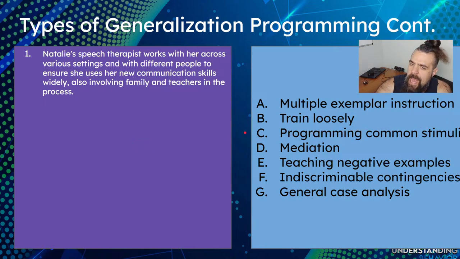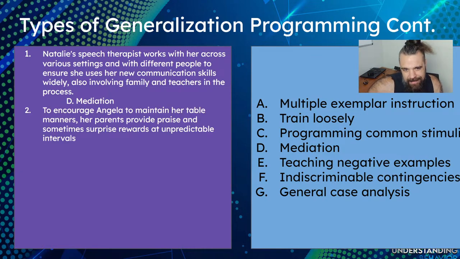All right, let's go ahead and talk about this one. The main one here is mediation, D. Lots of y'all got that, so excellent. This is when we're programming the natural environment to help promote these skills. So we're getting the family and teachers involved to help promote her communication here. I would have also taken multiple exemplar instruction with the right rationale. If you're saying teaching her to use these skills with a variety of people, I would have accepted that too. But mediation is the most clear one here.